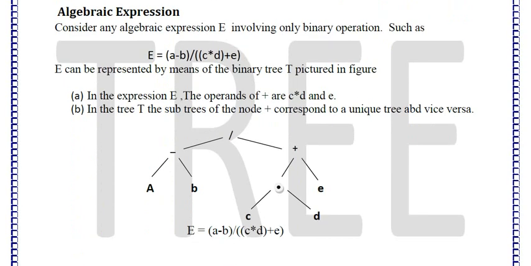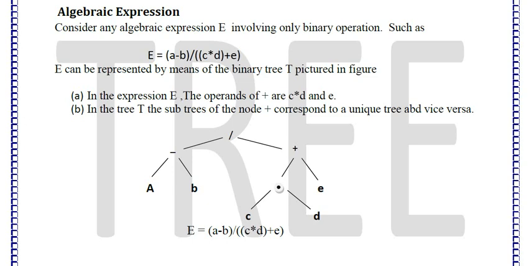Algebraic expression. In this expression we have E equals A minus B divided by C into D plus E. First of all, we need to generate the bracket sections. We need to apply the BODMAS formula here. First apply the brackets, which are C into D and A minus B. Here A minus B is created and C into D is created here.